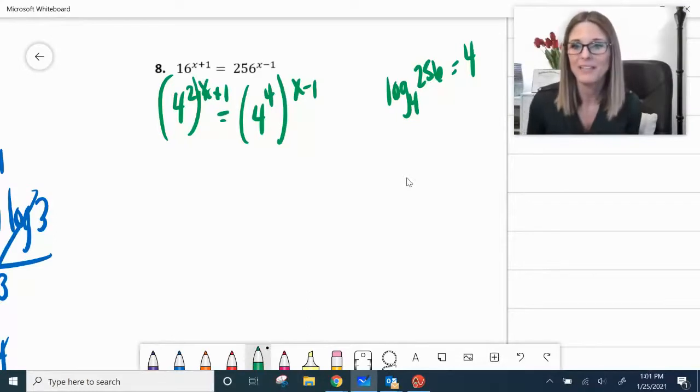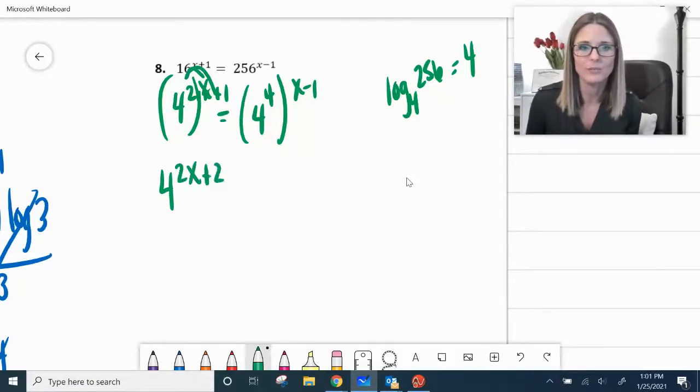All right, now that our bases are the same, I can actually start to clean up some things. I can actually do some things with my exponents here. I'm going to distribute those across. I'm going to keep my bases the same. You got to have the same bases on these. And have 2x plus 2. And same thing over here. I'm going to distribute these across and get 4x minus 4. Once your bases are the same, then the exponents can be set equal.